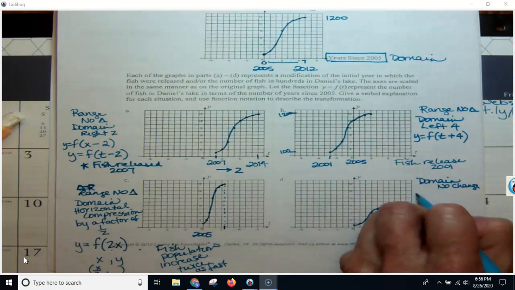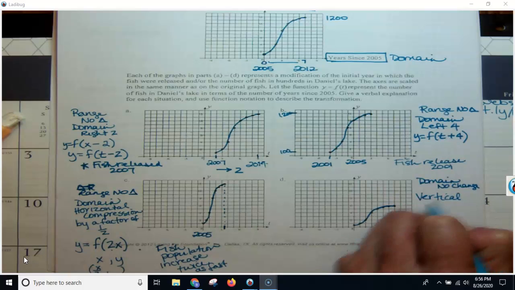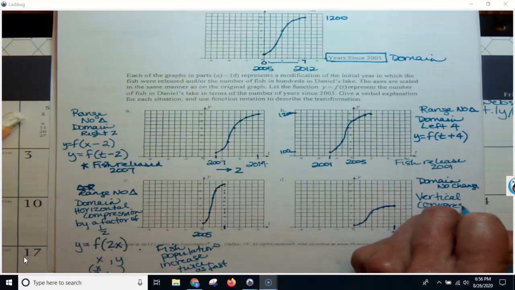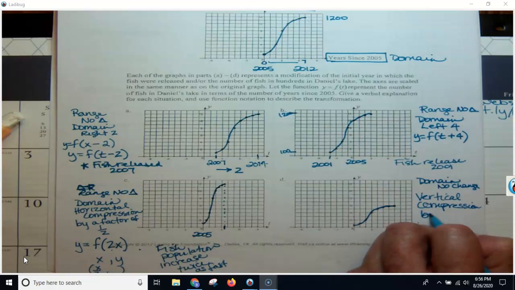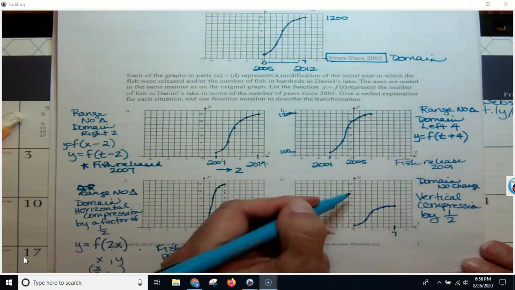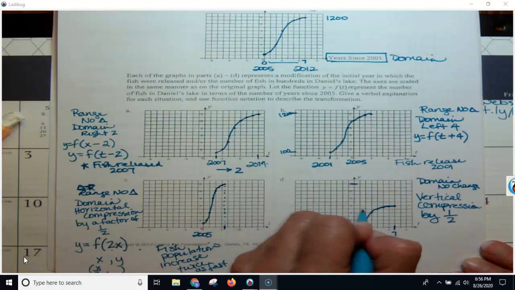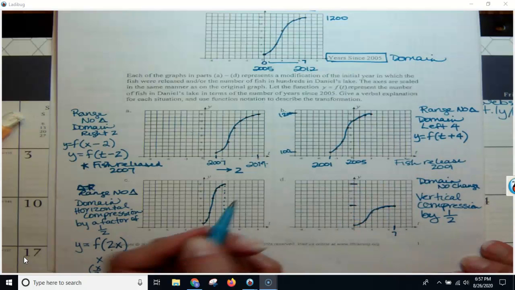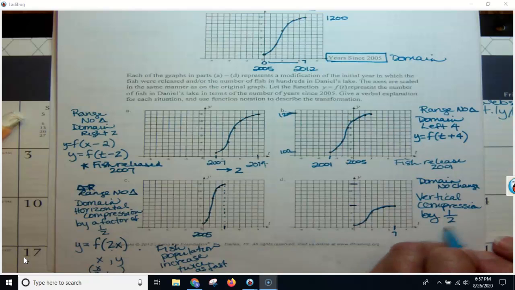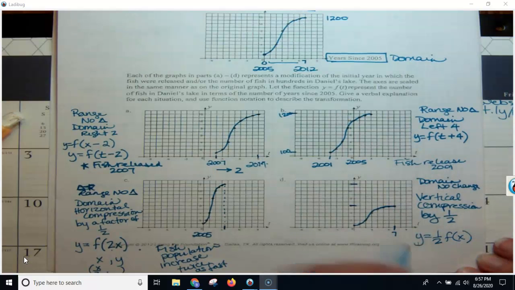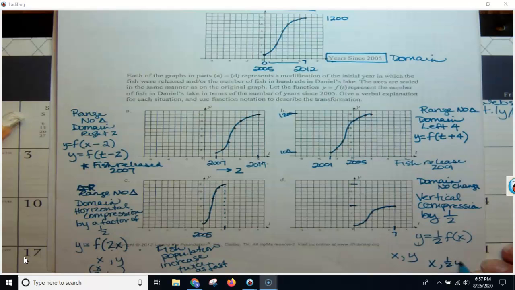This is a vertical compression by 1/2 because the range shrunk from 12 to 6. So the y values changed by 1/2. So you're going to write that as y equals 1/2 f of x. Because when you have a compression, basically that just gives y times 1/2, like that. All right.